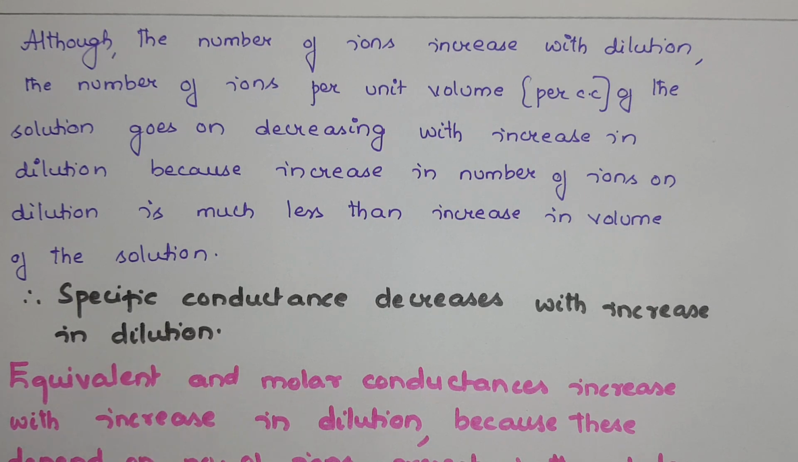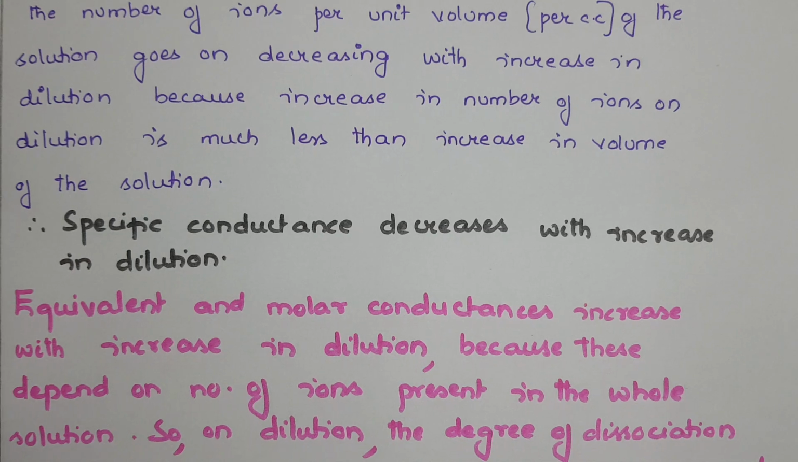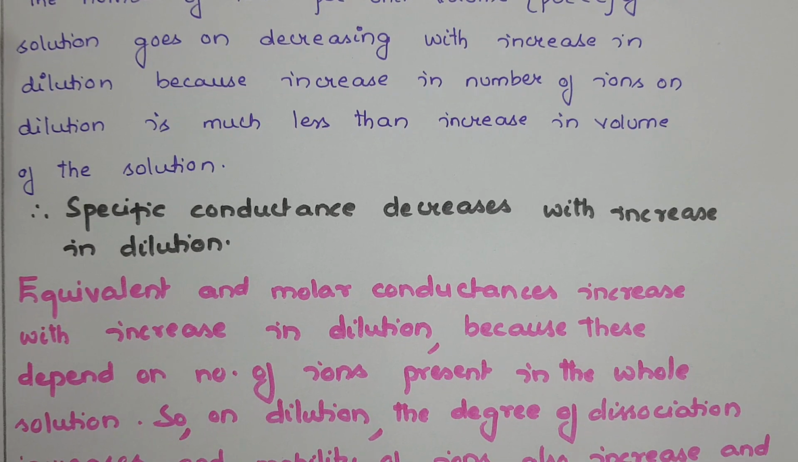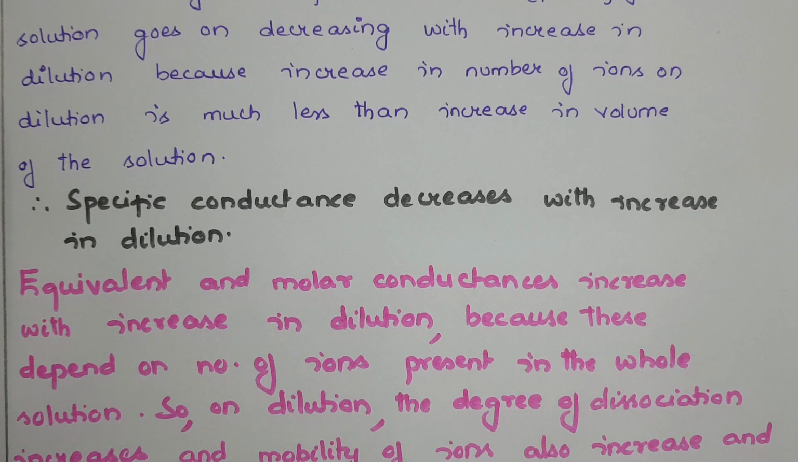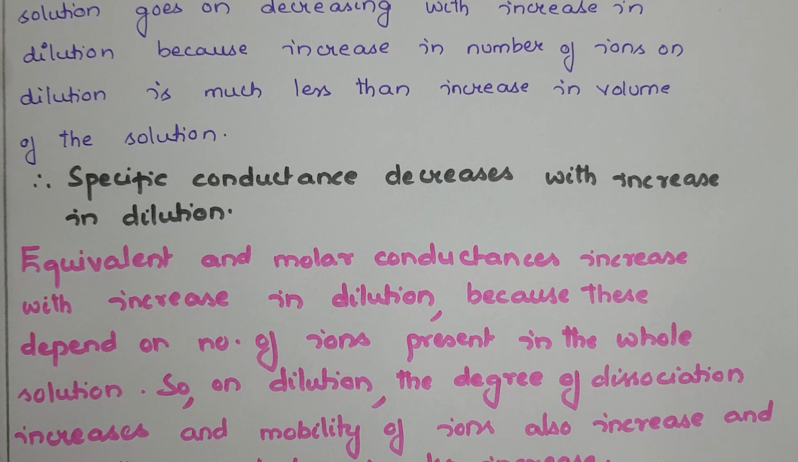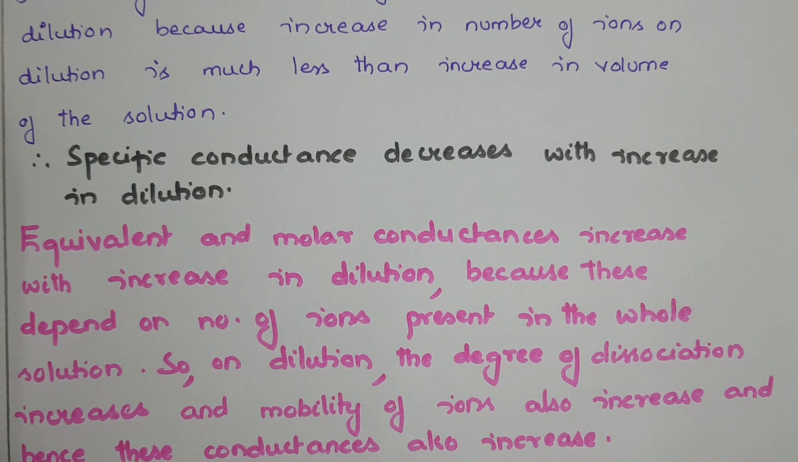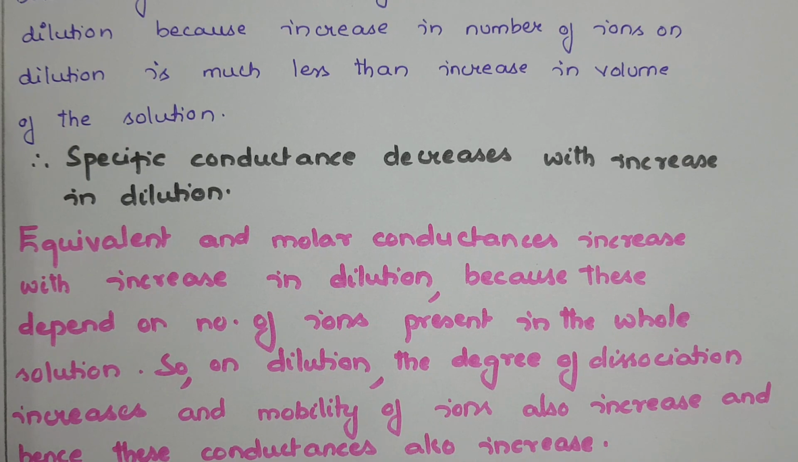Okay, students, understood? But equivalent and molar conductance, these definitions also I have explained, students. You please kindly watch the videos. Equivalent and molar conductances. Here what do we observe? These two increase with increase in dilution, not like specific conductance. What is the reason? Because these depend on number of ions present in the whole solution. Specific conductance depends on number of ions per cc or per unit volume, students. But equivalent and molar conductance depends on number of ions present in the complete solution.